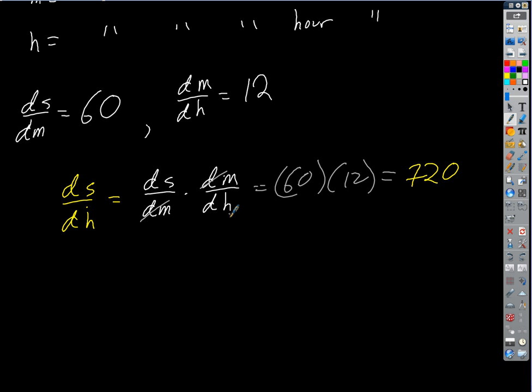Okay, we knew that this rate was 60. The second hand moved 60 times as fast angularly as the minute hand did. The minute hand moved 12 times as fast as the hour hand. And so the product of those two tells us how fast the second hand moves with respect to the hour hand. Yes, Nick?